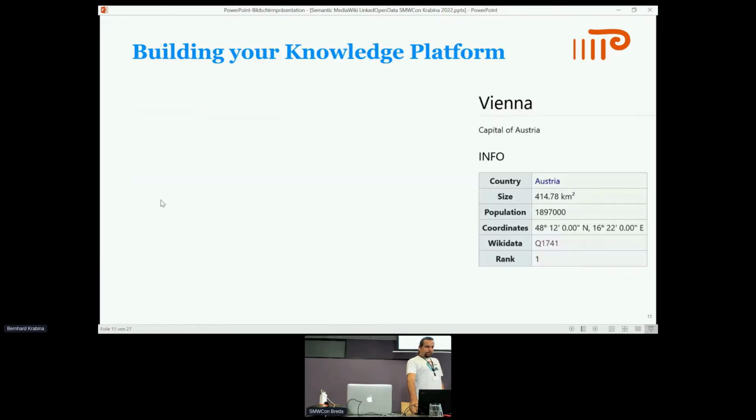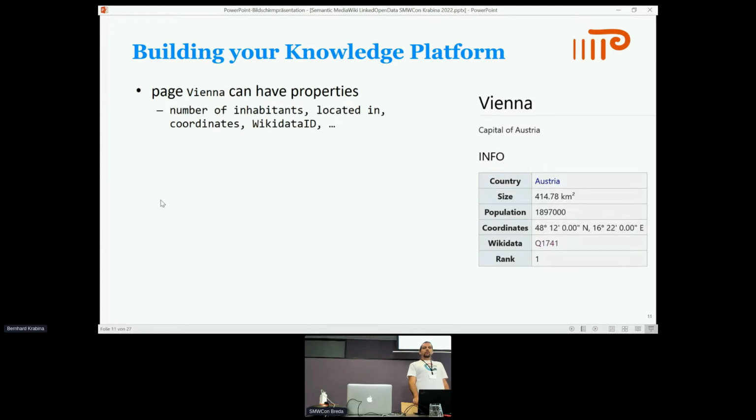Imagine you want to have some information about a city, the city of Vienna. What you usually would do is you would create a page that is called Vienna, and this page can have properties, the number of inhabitants, where it is located in, the coordinates, Wiki Data ID, something like that. You are free to name those properties any way you want to have it in your wiki.